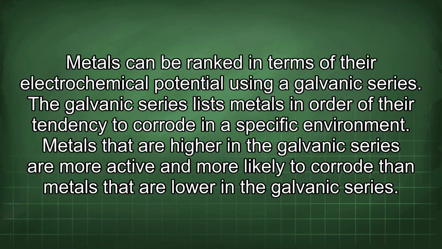Metals can be ranked in terms of their electrochemical potential using a galvanic series. The galvanic series lists metals in order of their tendency to corrode in a specific environment. Metals that are higher in the galvanic series are more active and more likely to corrode than metals that are lower in the galvanic series.